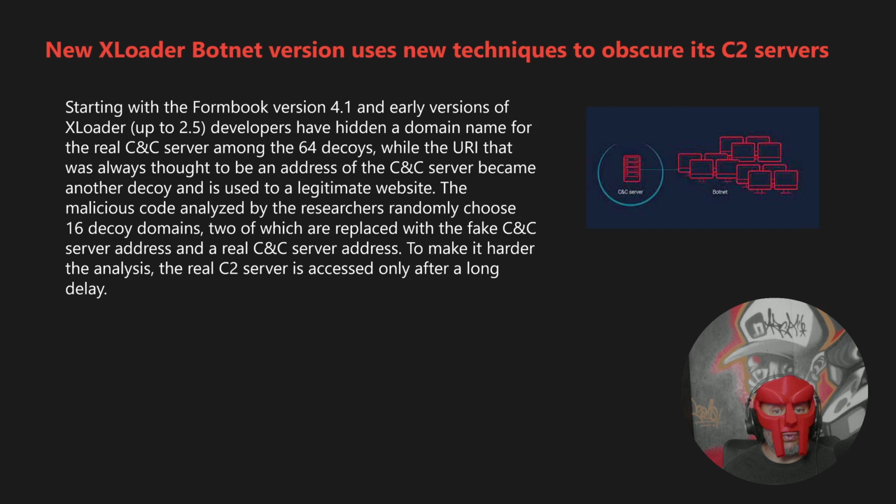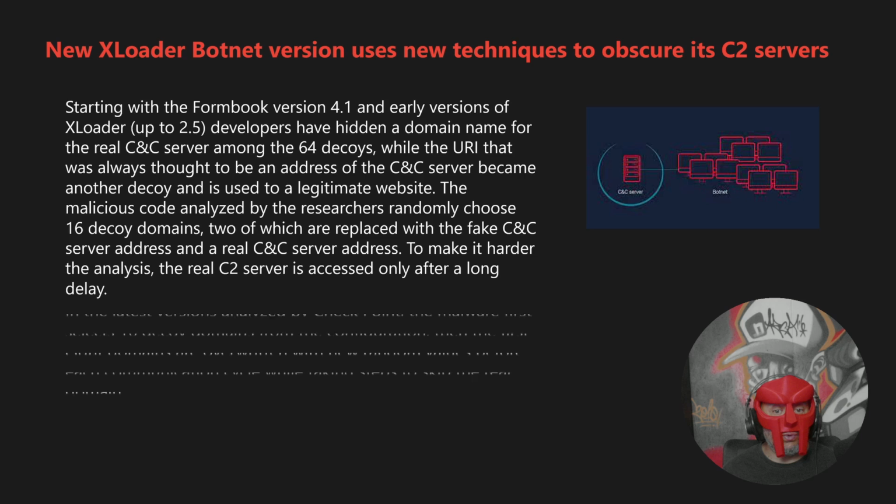Starting with the Formbook version 4.1 and early versions of XLoader up to 2.5, developers have hidden a domain name for the real command and control server among the 64 decoys, while the URI that was always thought to be an address of the command and control server became another decoy and is used to a legitimate website. The malicious code analyzed by the researchers randomly chooses 16 decoy domains, 2 of which are replaced with the fake command and control server address and a real command and control server address. To make it harder for the analysis, the real command and control server is accessed only after a long delay.